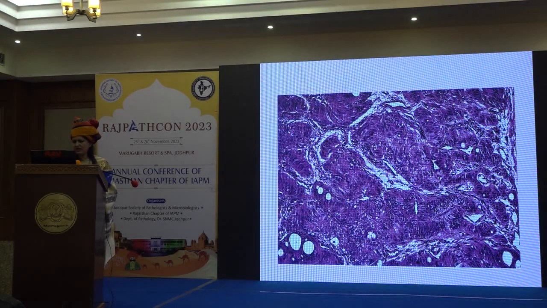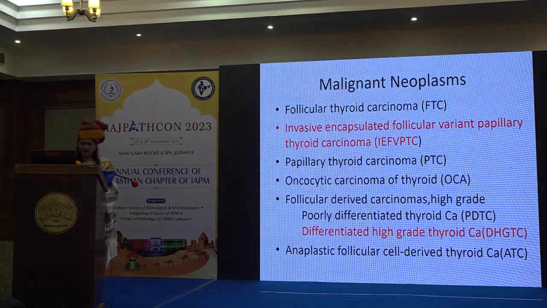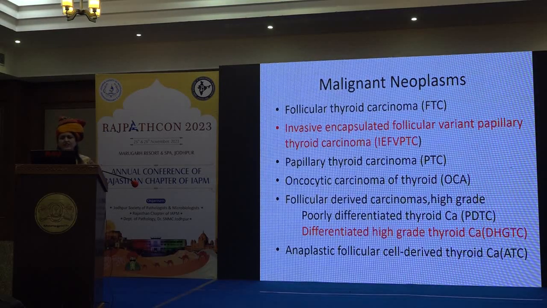This is how the trabecular arrangement and syncytia of the cells with palisading-like nuclei look in a thyroid. Think of this again, the eosinophilic material in between, the yellow bodies and all, but they are rarely seen in the tumors. Now coming to the malignant neoplasms.